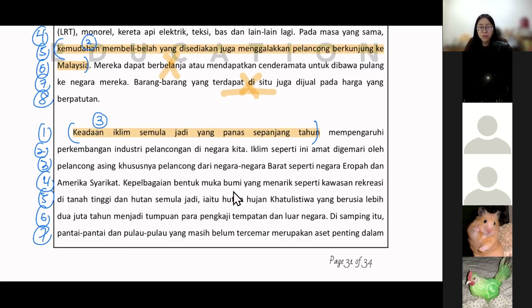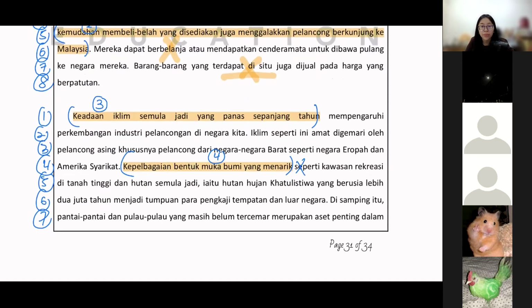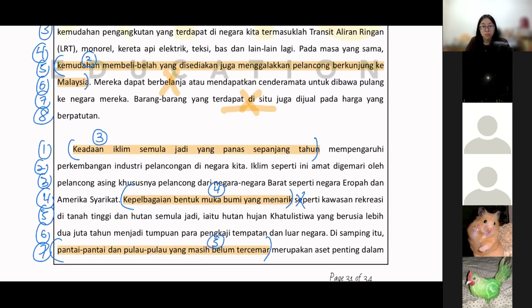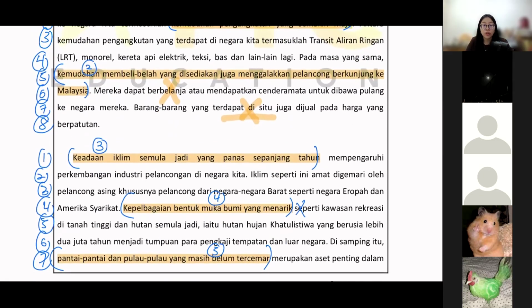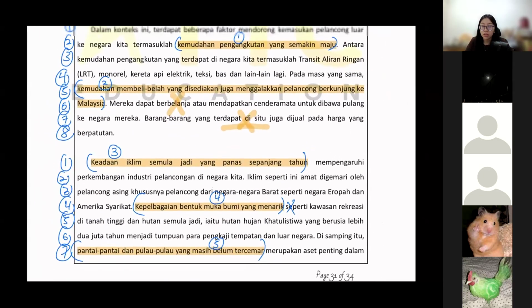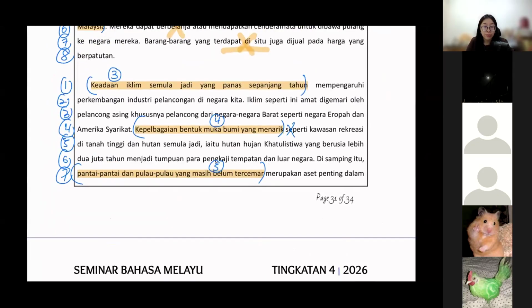Number 4. Okay, yes, correct. Don't need seperti, yang menarik is enough. So don't need seperti here. This is number 4. Okay, what else? Number 7. Pantai-pantai. Okay, yes, correct. Pantai-pantai pulau-pulau masih belum tercemar. So this is number 5. Then remember, write down the numbers. Now we go for the next page.